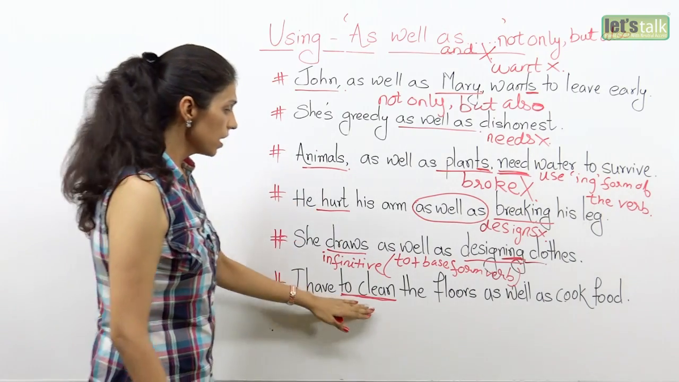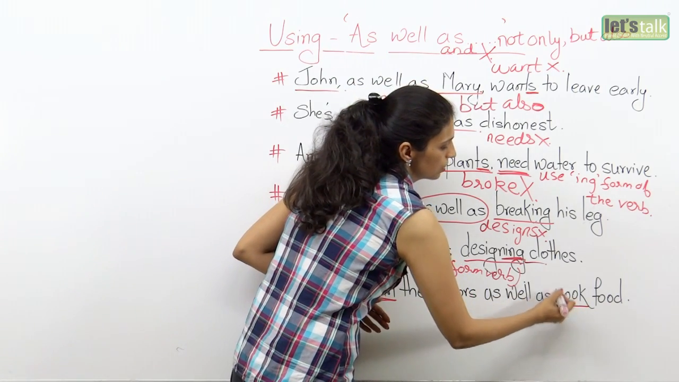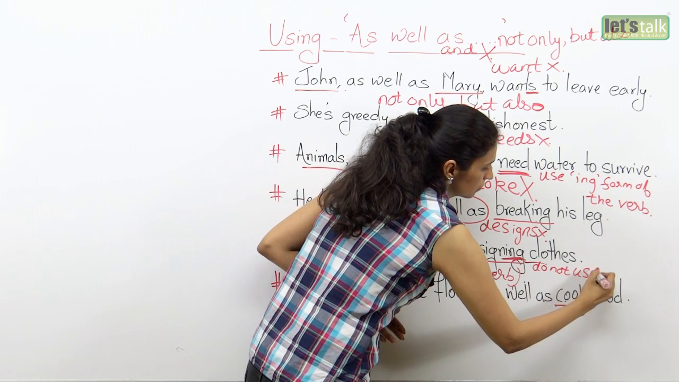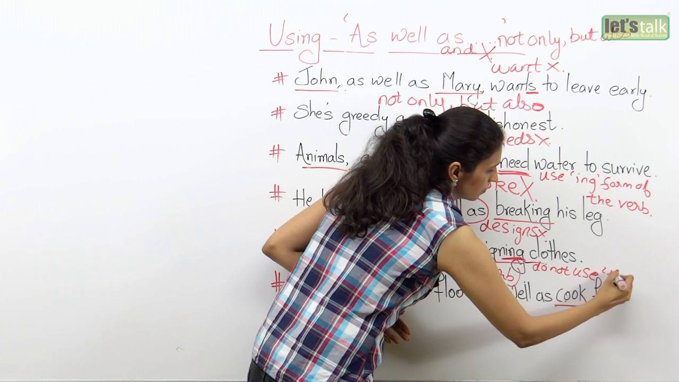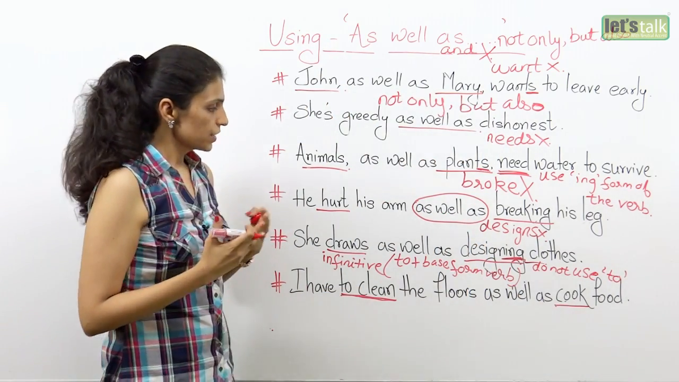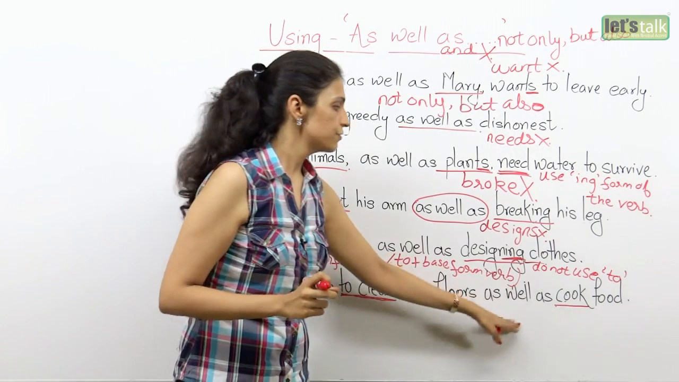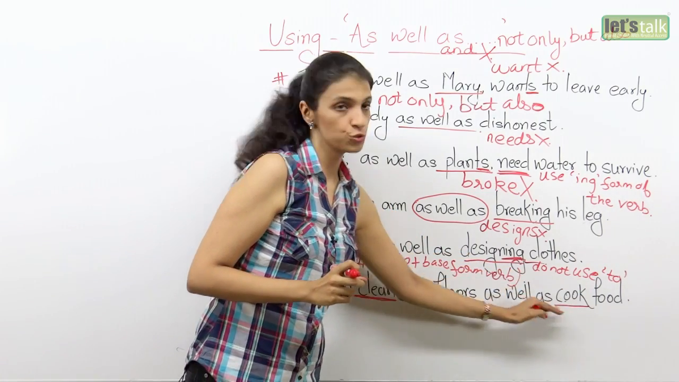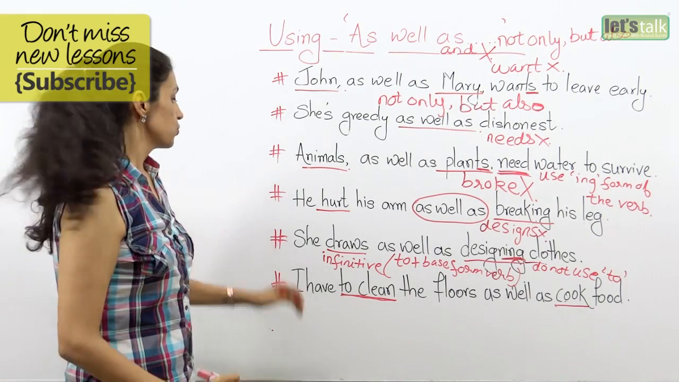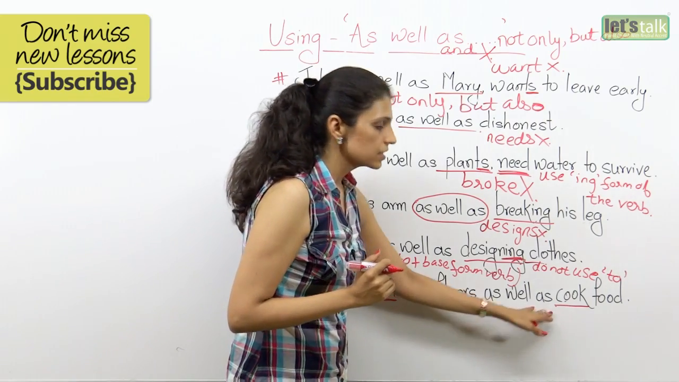Now, I have an infinitive in the main clause. So when you have the second verb here, you do not use to. Okay, you do not use to. Now, just supposing if I were to make two sentences, I would say I have to clean the floors, full stop. I have to cook food. Okay, so you have I have to cook, right? But now I'm using as well as to add some more information. So I'm going to say I have to clean the floors as well as cook food.